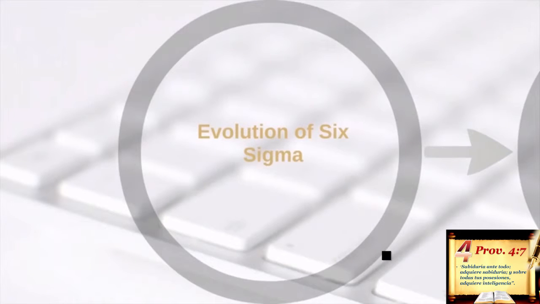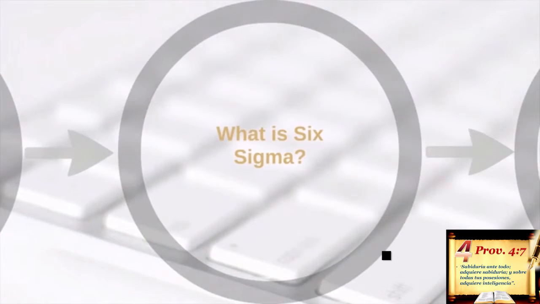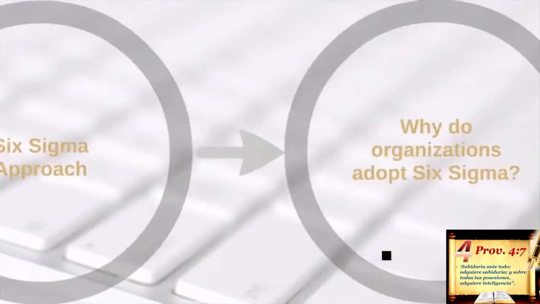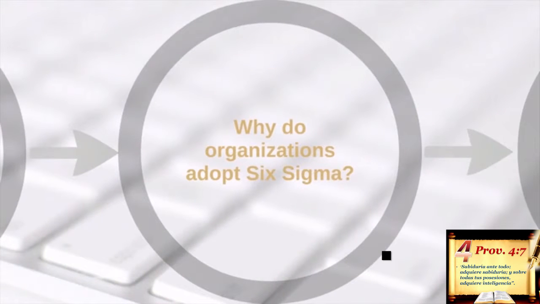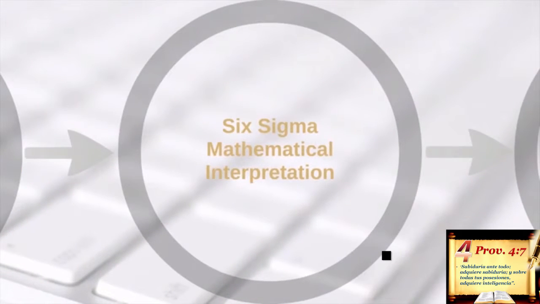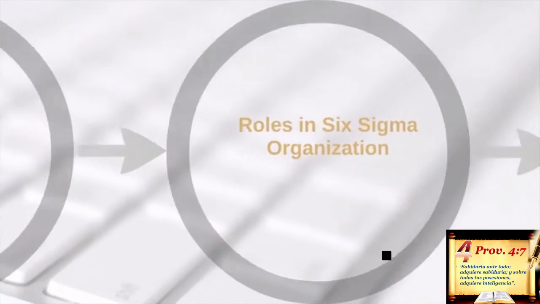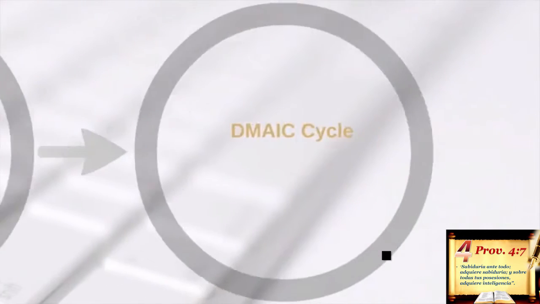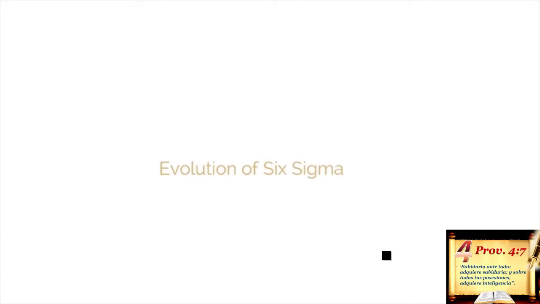Here is the course outline for reference. Evolution of Six Sigma. What is Six Sigma? Goals of Six Sigma. Six Sigma approach. Why do organizations adopt Six Sigma? Six Sigma mathematical interpretation. Roles in Six Sigma organization. Key stakeholders. DMAIC cycle. We will begin with the first chapter, Evolution of Six Sigma.